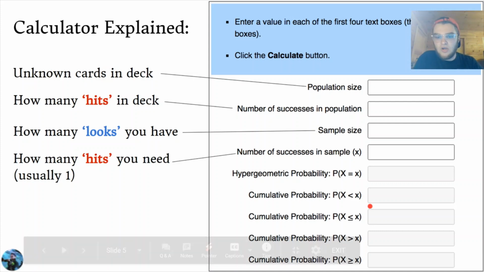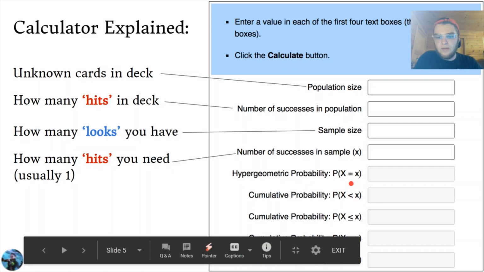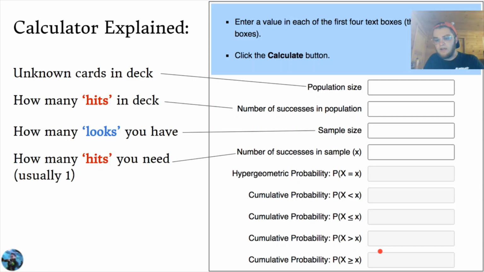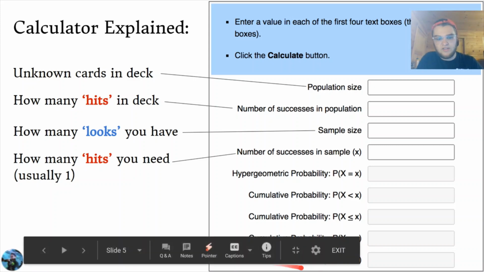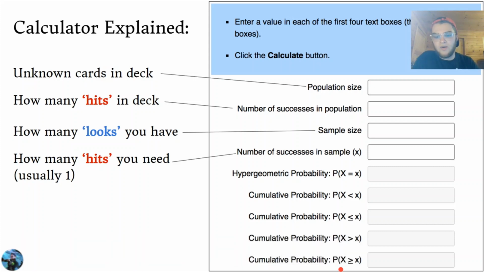Great. So hypergeometric probability. The really important one to use out of all these drop downs is the cumulative probability. I don't know how to get this to stop popping up, but the one on the very bottom, the probability that X is greater than or equal to your number of successes.